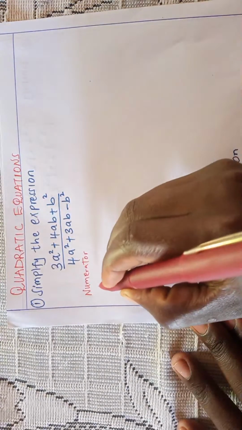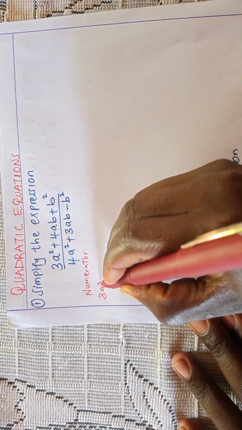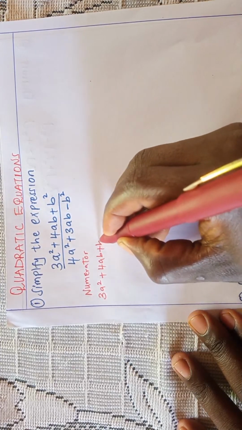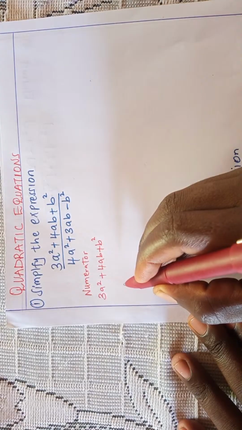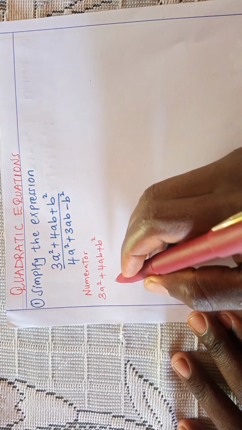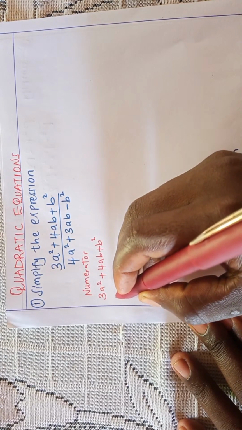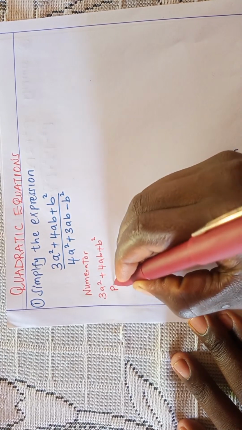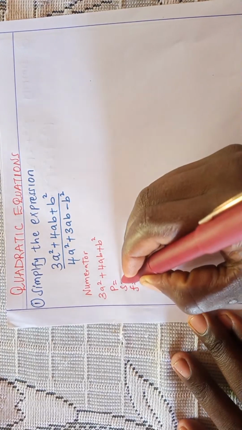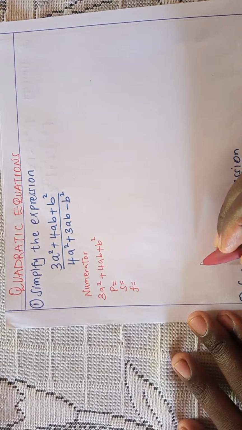The numerator is 3a squared plus 4ab plus b squared. This is a quadratic expression, and for us to be able to simplify it very well, I will be forced to remember the product-sum factor method. We are going to use this method to help us simplify it further.